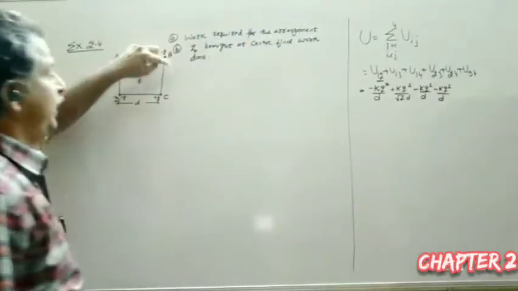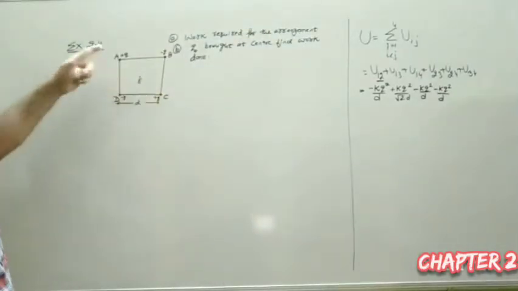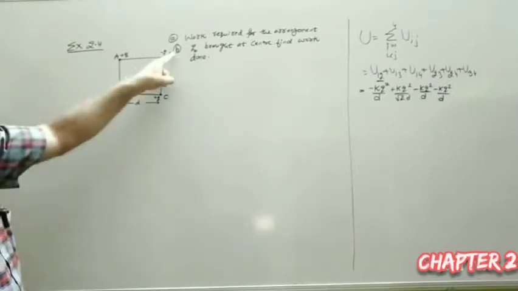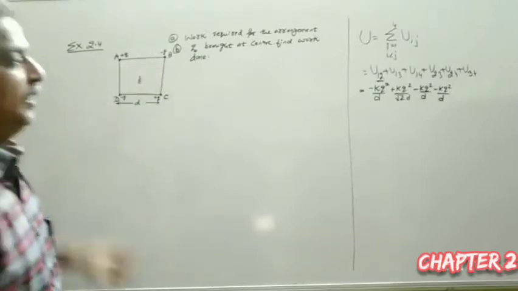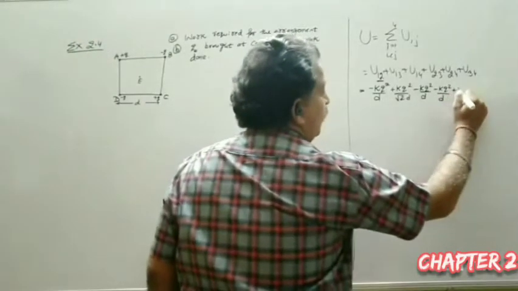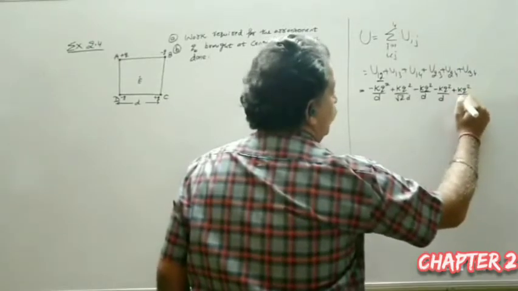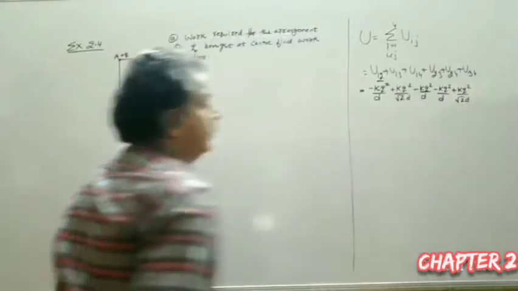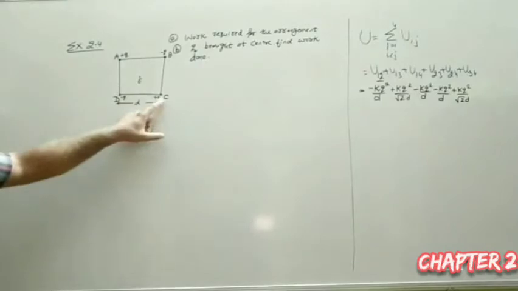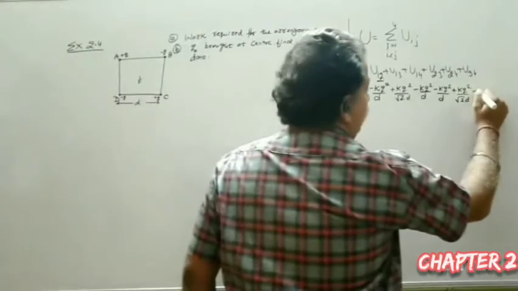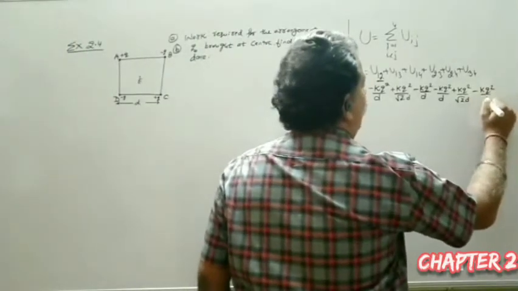2 3 means B and C. Then 2 4, 2 and 4, again this is a diagonal. Minus minus comes out to be plus, so plus K Q square upon root 2 D. Then 3 4, that is minus K Q square upon D.